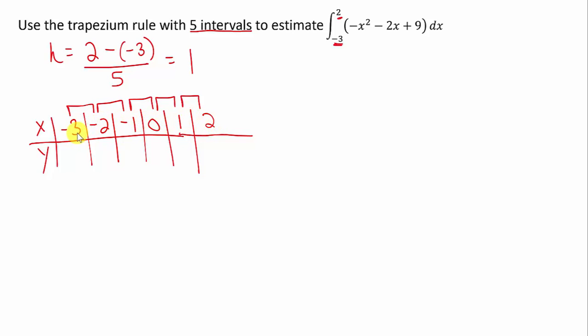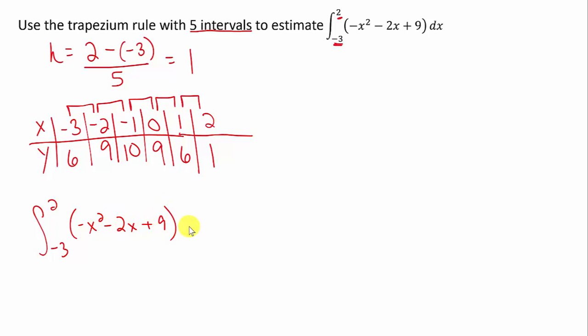Okay, and so then you guys know how to store these values and plug them in. Also in class, I'm going to show you how to use the table function, which will make it a little bit quicker. But I want to plug in -3, and when I plug in -3, I'm going to get 6. -2 gives me 9. Here I get 10, 9, 6, and 1. So now that I have those values, I'm going to say the integral from -3 to 2 of -x squared minus 2x plus 9 is approximately equal to, again, this is an estimate, 1/2, which is always there.